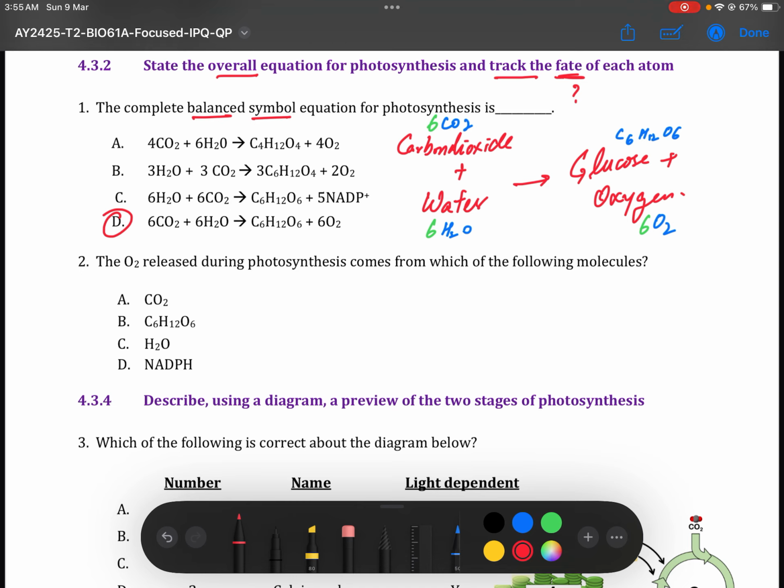Question number 2. The O2 released during photosynthesis comes from which of the following molecules? You should remember O2 is an oxidized molecule, which is coming from the oxidation of water. H2O is directly converted into O2 and results in the loss of electrons as well. That's called oxidation. So when H2O gives you O2, this is an oxidation process, and loss of electrons is happening here. Now you can easily see that the answer is C.